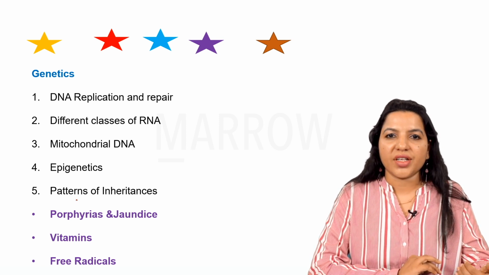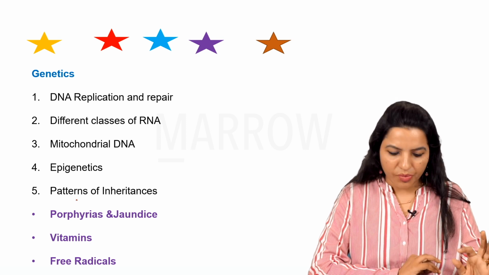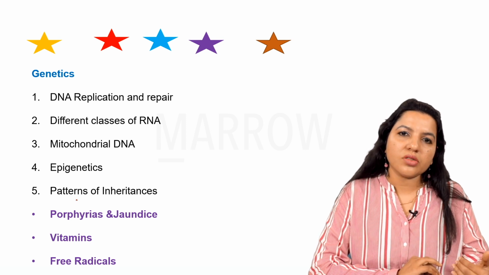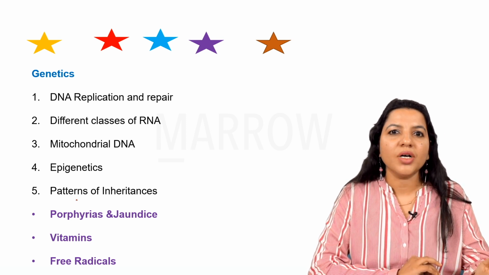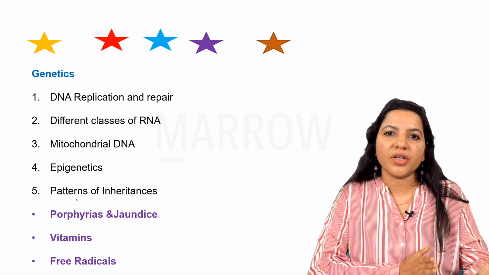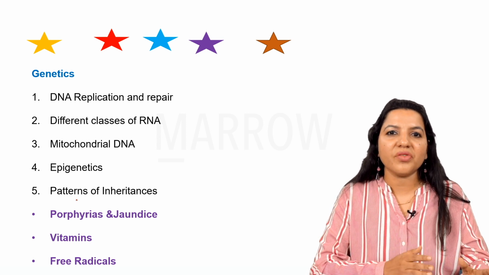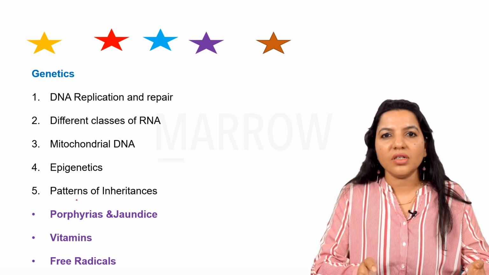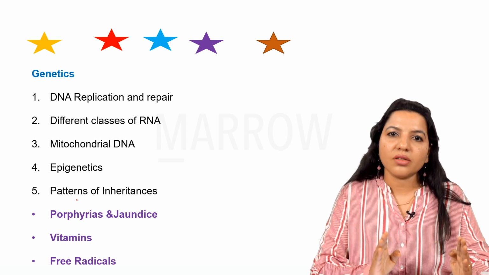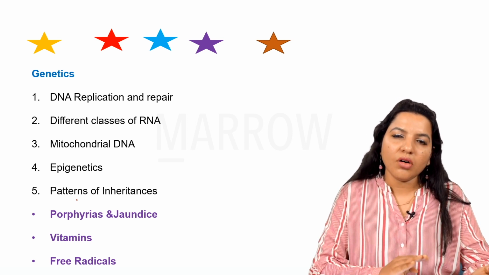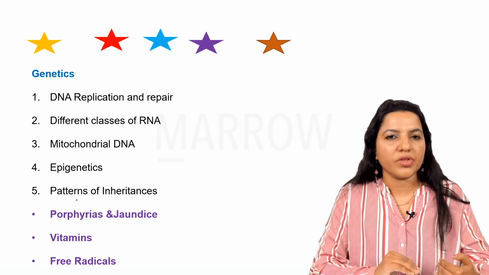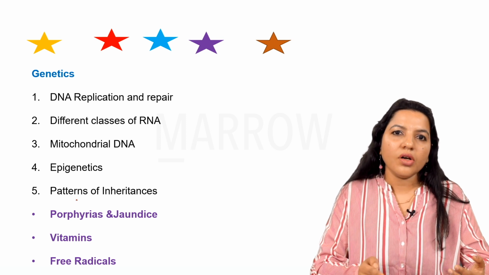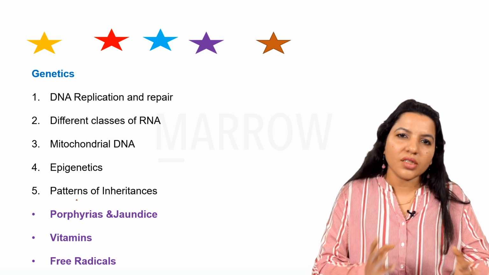Then porphyrias are also a very important topic, porphyrias and jaundice, that is hyperbilirubinemias. Hyperbilirubinemias I also didn't cover in the Marrow app. The reason is jaundice is being covered by various other faculties, and if I covered that, it would make biochemistry very lengthy. So that's why I didn't cover it. You can read pediatrics, pathology, or any other faculty covering jaundice, or medicine also covers it. Or you can read my book as well.